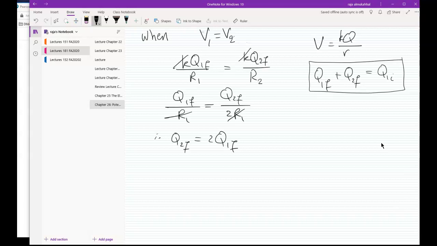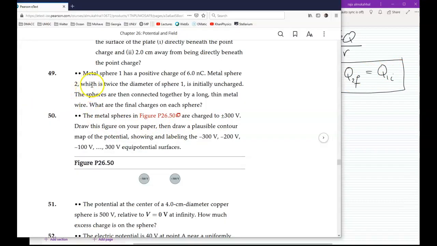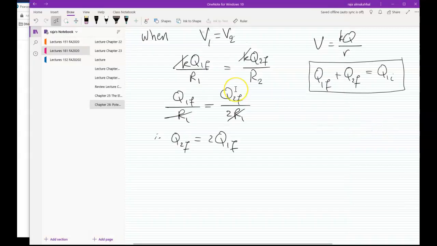Now, then what? What do we do here? Well, we have this relationship right here. And he says metal sphere 1 has a positive charge of 6 nanocoulombs. So I already know what it is. So I go back to this formula right here, guys. So I have here Q1F plus Q2F is equal to 6 nano. And that's it. You just kind of work it out and get the answer. It should be easy, right?